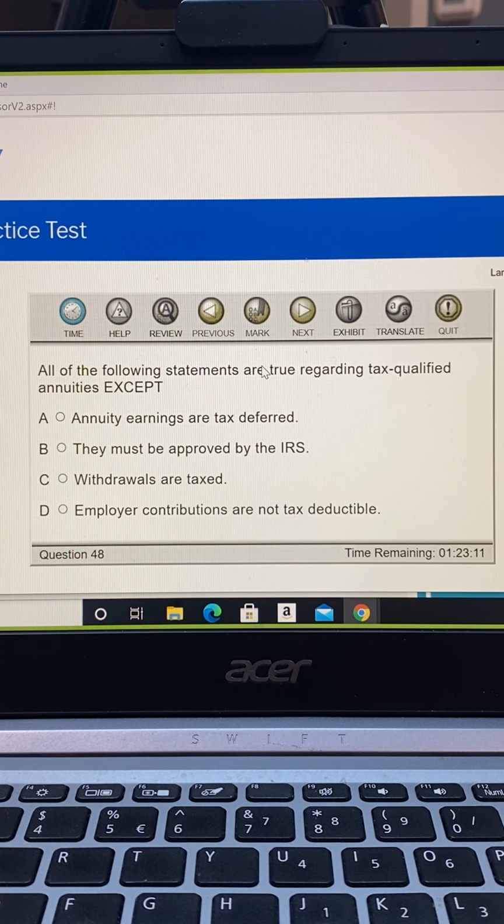All the following statements are true regarding tax-qualified annuities except. That's D. Employer contributions are tax deductible on qualified plans. Right. If it said unqualified, then it wouldn't be tax deductible.